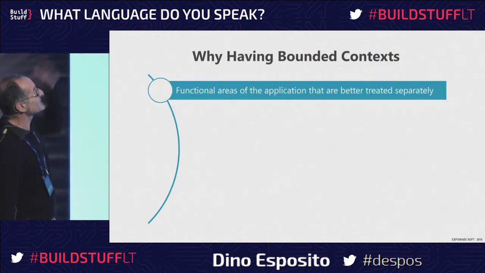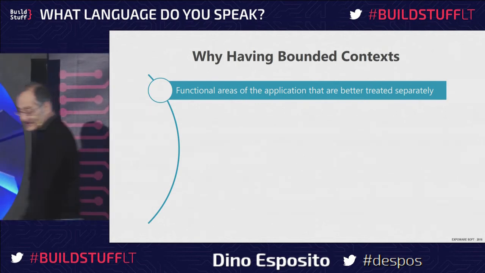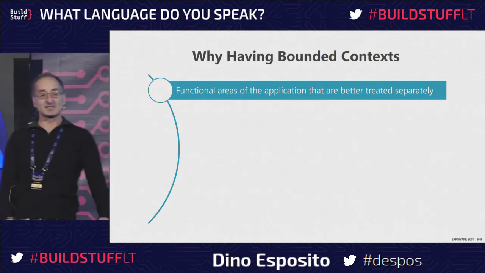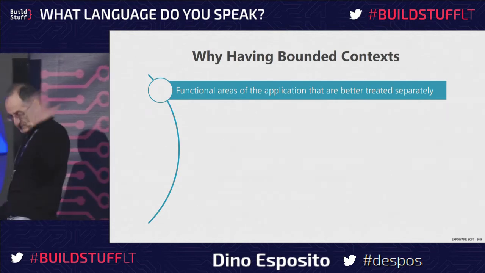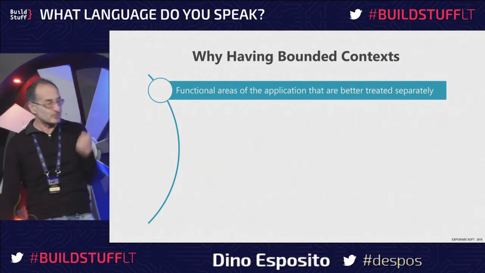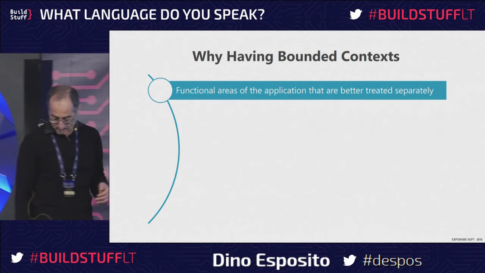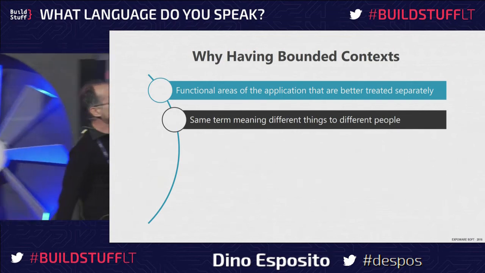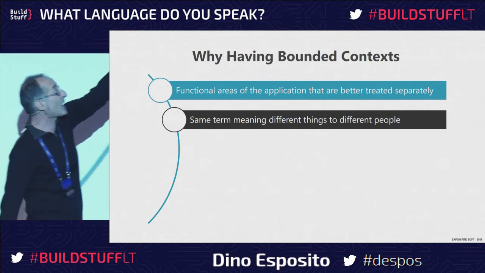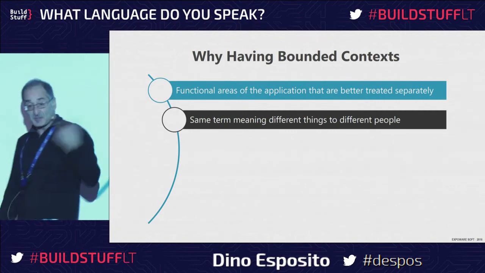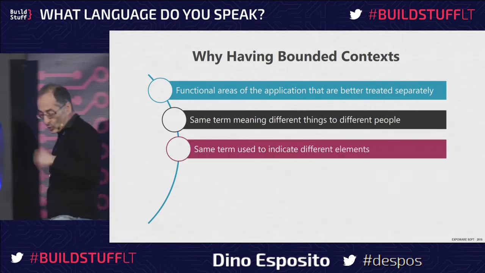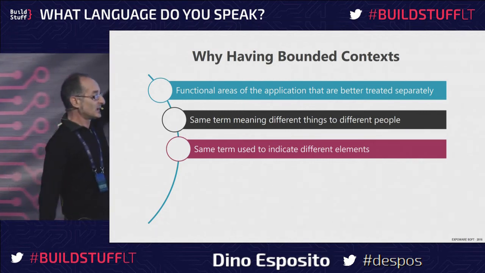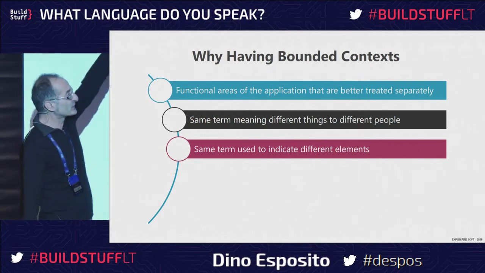Why have a bounded context? In summary, they identify a functional area of the application that, for a number of reasons, the architect prefers to treat separately from the others, in isolation. A reason to identify such a functional area is when the same term out of requirements means different things to different people, to different customers, or when the same term is used to indicate different elements, or when different terms use the same behavior.